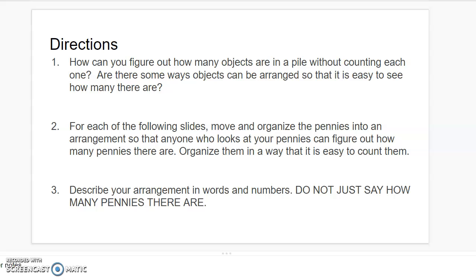And they should all be different. Each slide should be different. Organize them in a way that is easy to count them. And in 3, describe your arrangement in words and numbers. Do not just say how many pennies there are. So if there are 20 pennies, you can't just say 20.